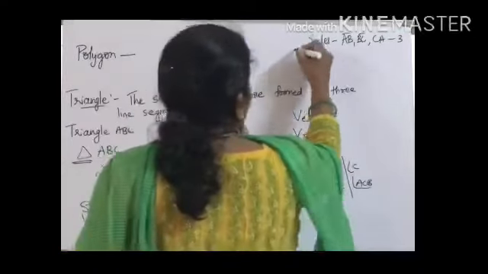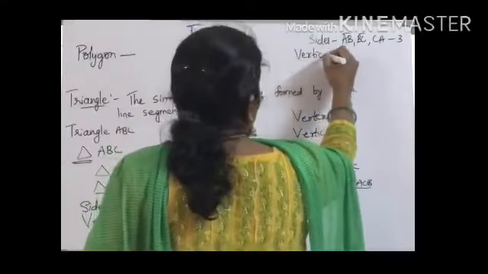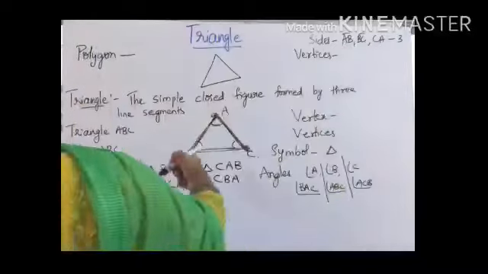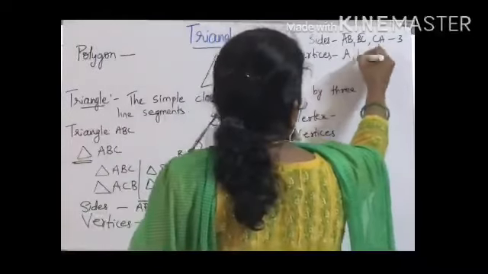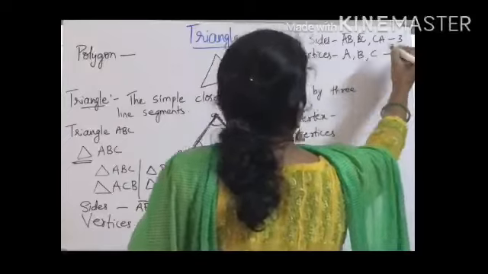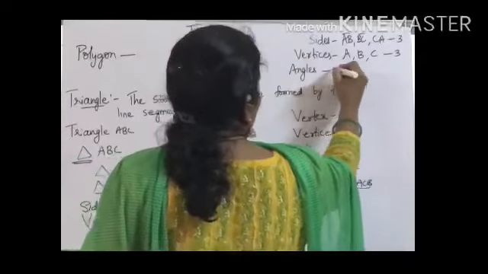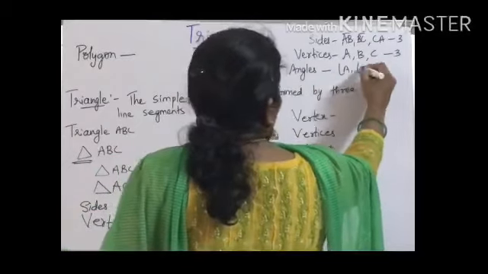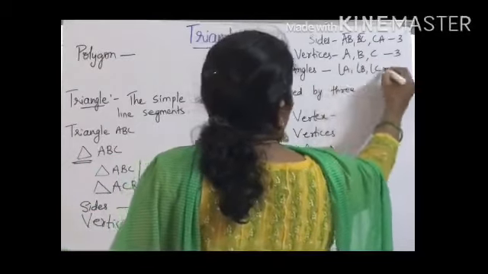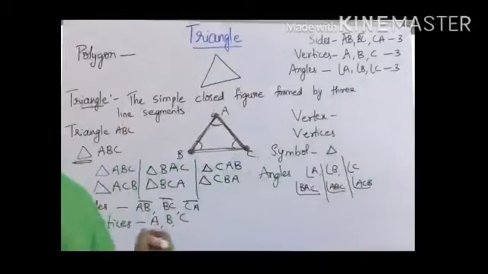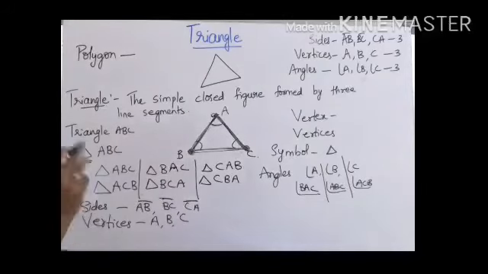Coming to vertices, how many vertices does a triangle have now? Here 3 vertices, corners, okay, A, B, C. So 3 vertices. Coming to angles, how many angles are you having, children? Angle A, angle B, angle C. So in total 3 angles. So a triangle is having 3 sides, 3 vertices and 3 angles. Okay.